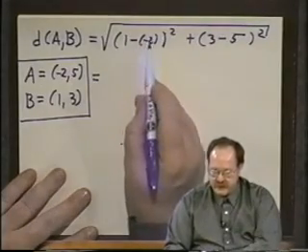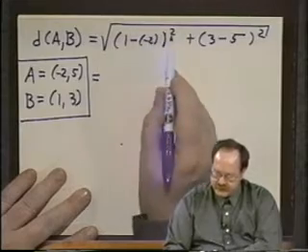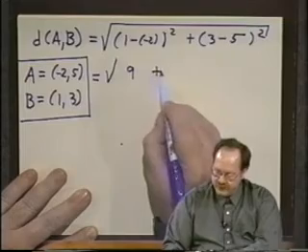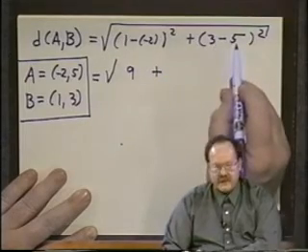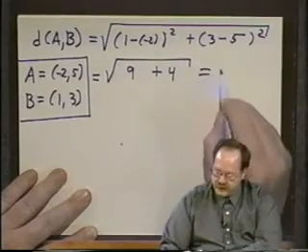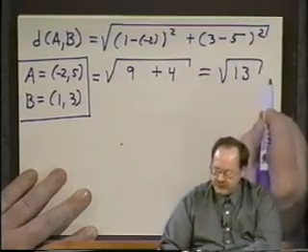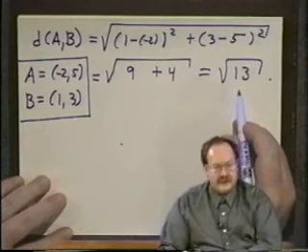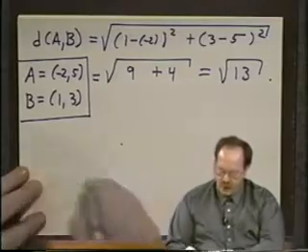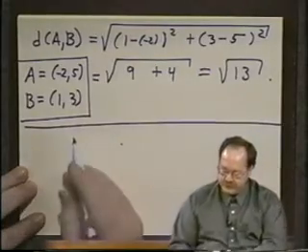Well, now the rest of this is just simple calculation. 1 minus minus 2 is 1 plus 2. That's 3. That's 3 squared I have here. 3 squared, of course, is 9. Plus 3 minus 5 is minus 2. Minus 2 squared is 4. So I know that this is the square root of 13. And it does not pay to turn this into decimals at this point, as you'll see. You want to leave an exact answer.